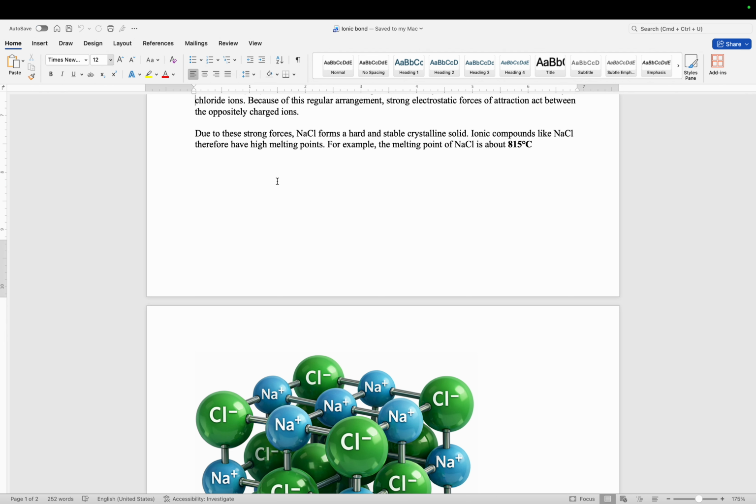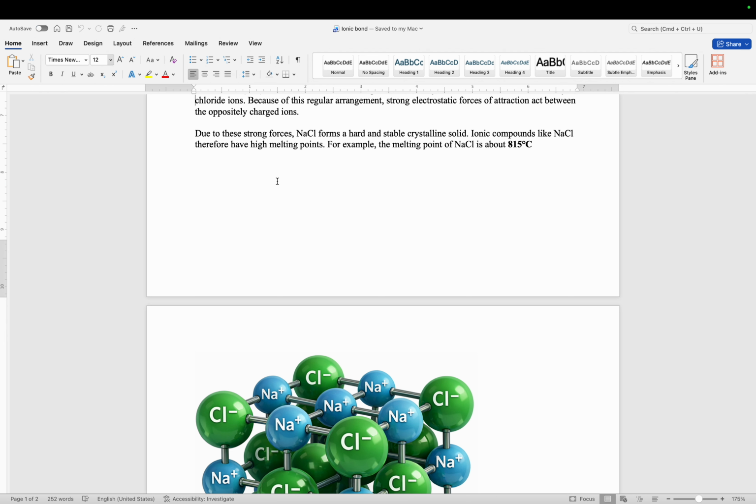Because the very strong electrostatic force of attraction among the large number of cations and large number of anions in the crystal keeps the ions together. And to break this electrostatic force of attraction, we need a large quantity of energy, which can be achieved by heating up to high temperature. And that's why the melting points of ionic compounds are generally very high.